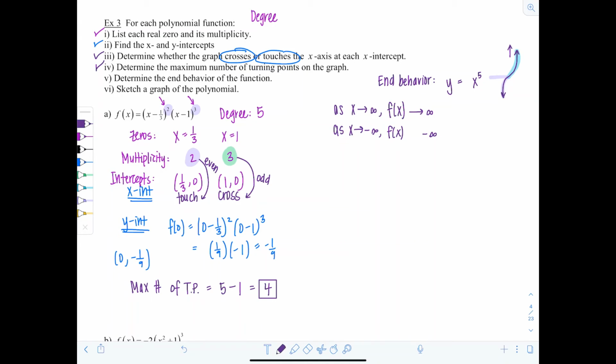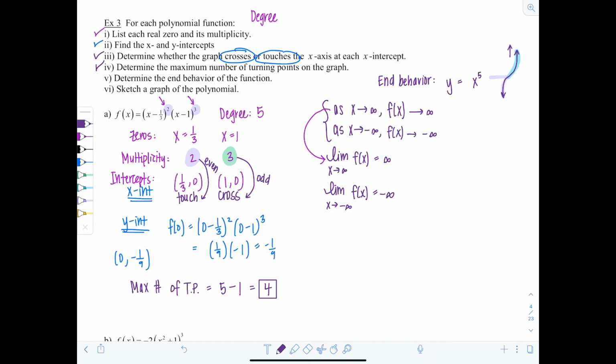Now that's a very pre-calc way of writing it out. In calculus, what you're going to write is the limit as x approaches infinity of f of x is equal to infinity. That's that first statement. And then you would say the limit as x approaches negative infinity of f of x is negative infinity.